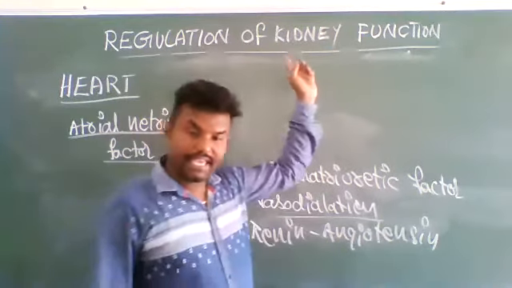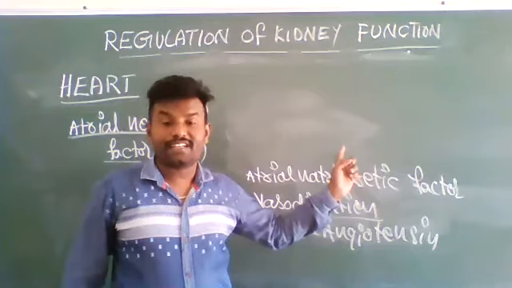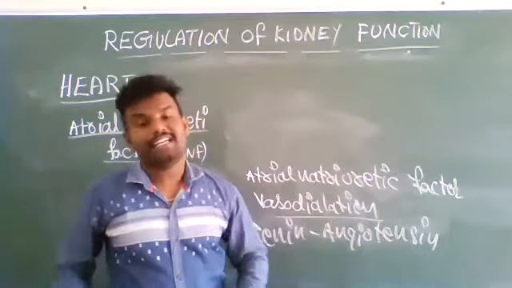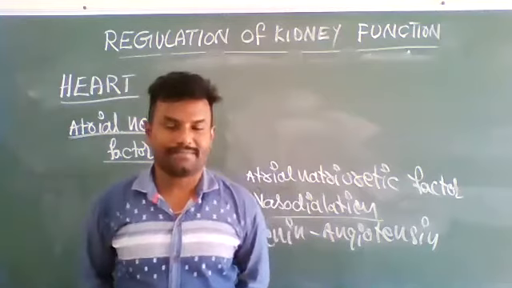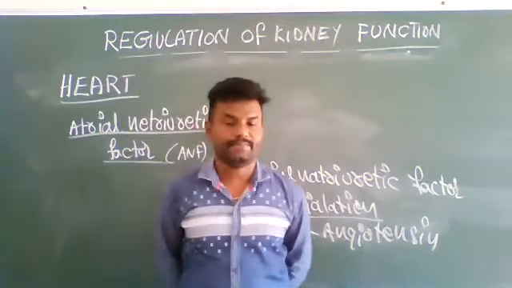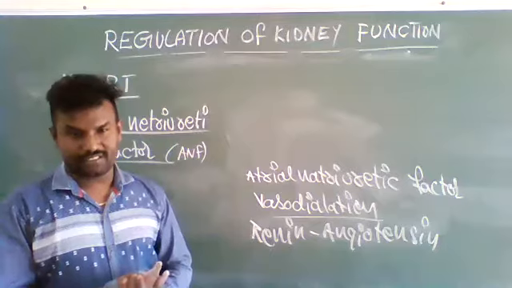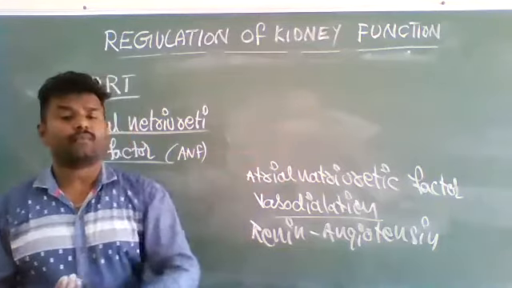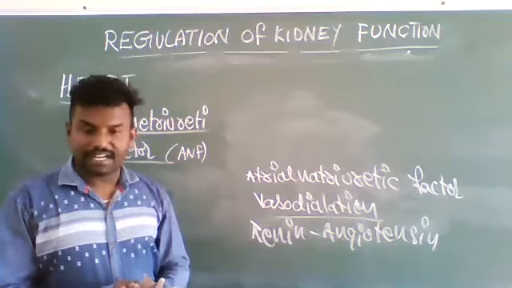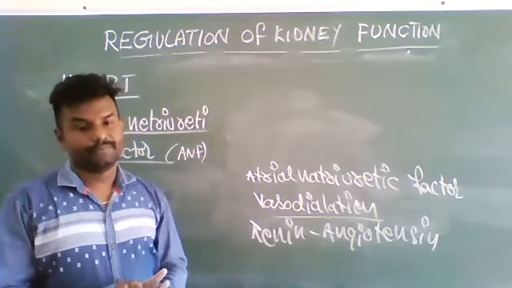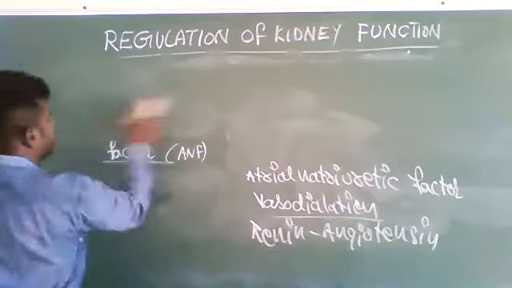Okay, so the renin-angiotensin mechanism will increase the blood pressure, while atrial natriuretic factor causes expansion of the blood vessels, which means it decreases the blood pressure. In such a way, these three organs, the hypothalamus, juxtaglomerular apparatus, and heart, monitor the kidney functions and regulate them. If one hormone raises the blood pressure, another hormone decreases it. Atrial natriuretic factor checks the renin-angiotensin mechanism. Okay, this is the explanation about regulation of kidney function.